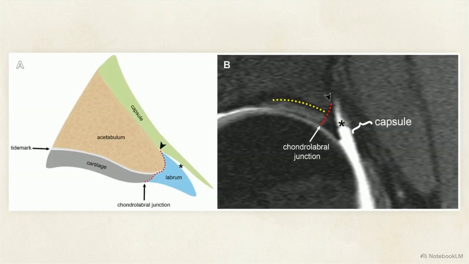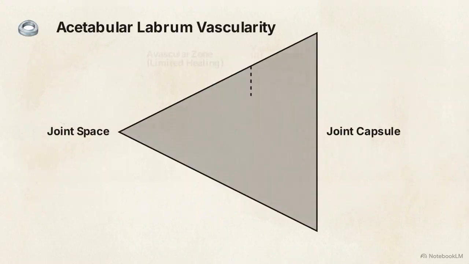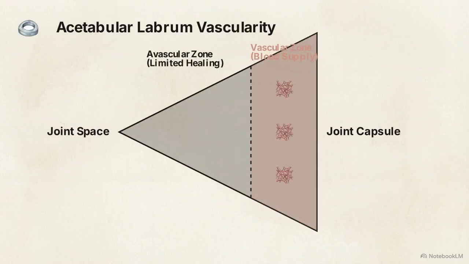On the MRI image on the right, the yellow dotted line indicates the tide mark. The tide mark is a specific zone of calcified cartilage where the labrum strongly adheres to the acetabular rim. Except for the outermost region closest to the capsule, the labrum is poorly vascularized. This lack of blood supply severely limits its capacity to heal spontaneously once torn.